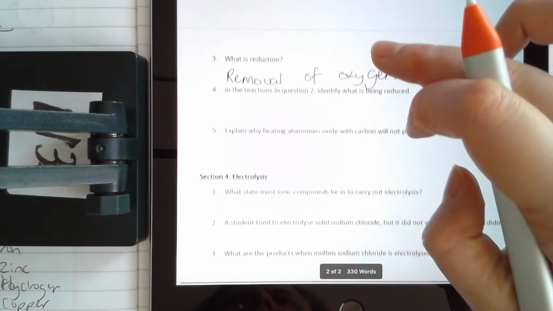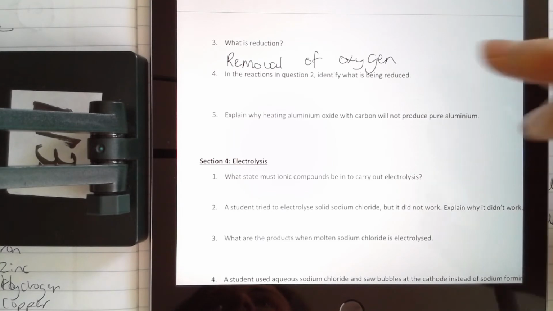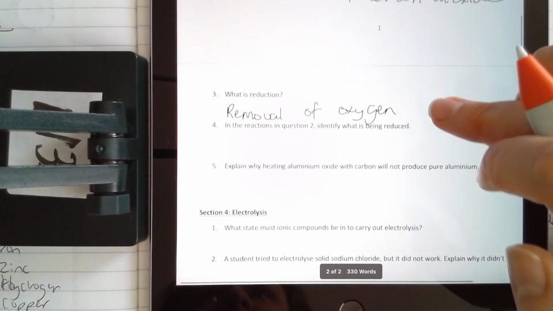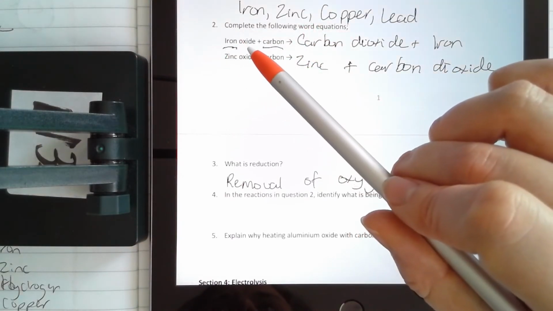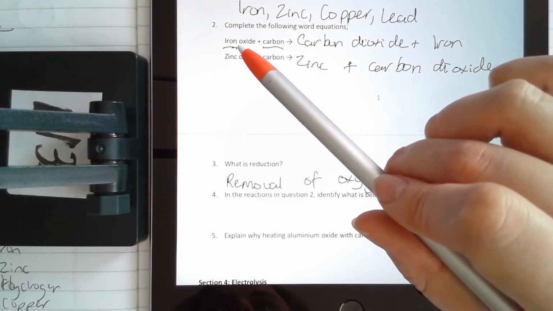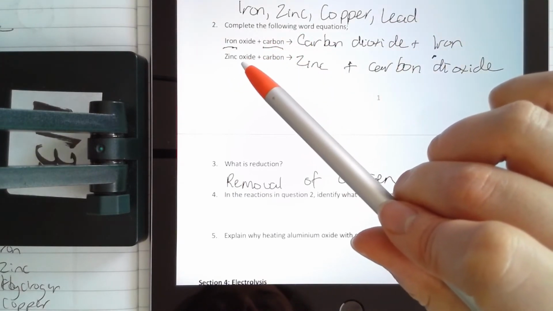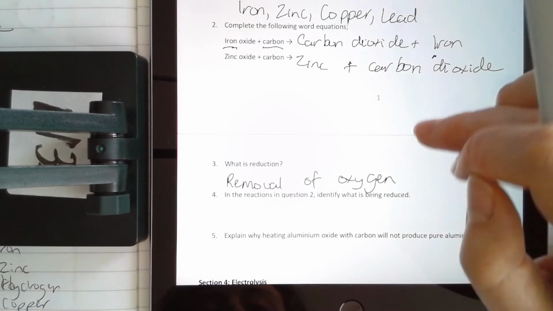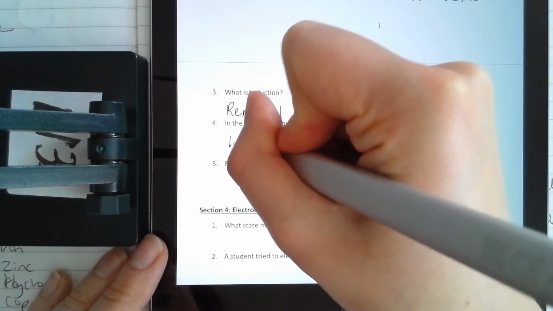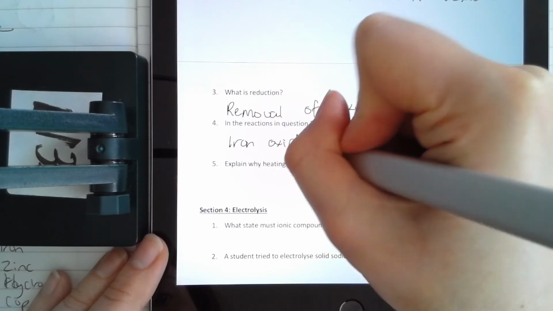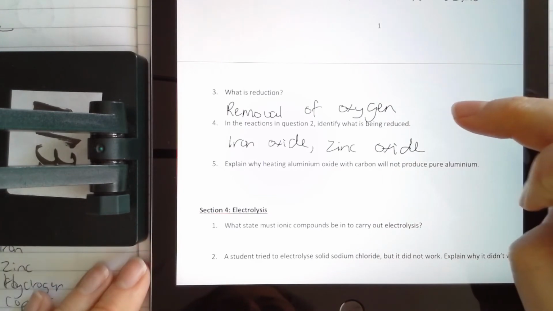But in this case, we're talking about the removal of oxygen, although either definition will get you marks. In the reactions in question 2, identify what is being reduced. On the left, I've got iron oxide. So iron has oxygen. On the right, it does not have oxygen. Zinc oxide: zinc has oxygen on the left, zinc doesn't have oxygen on the right. So what's being reduced? In the first equation, iron oxide was being reduced. In the second equation, zinc oxide was being reduced.